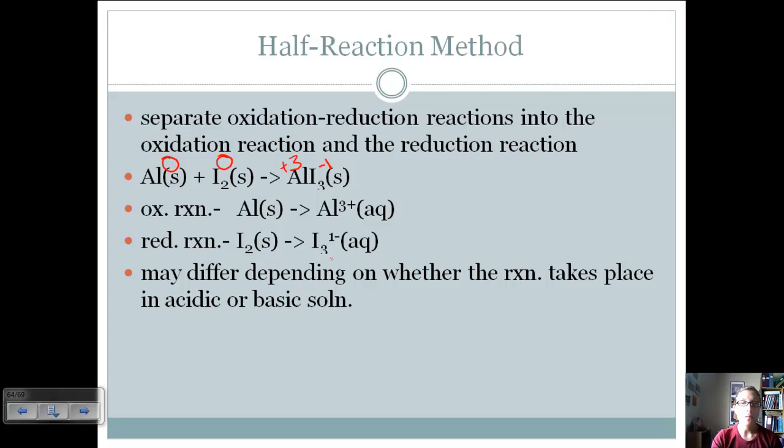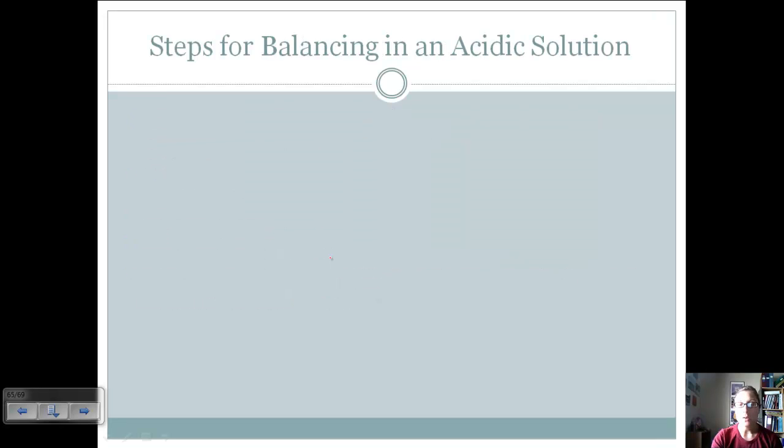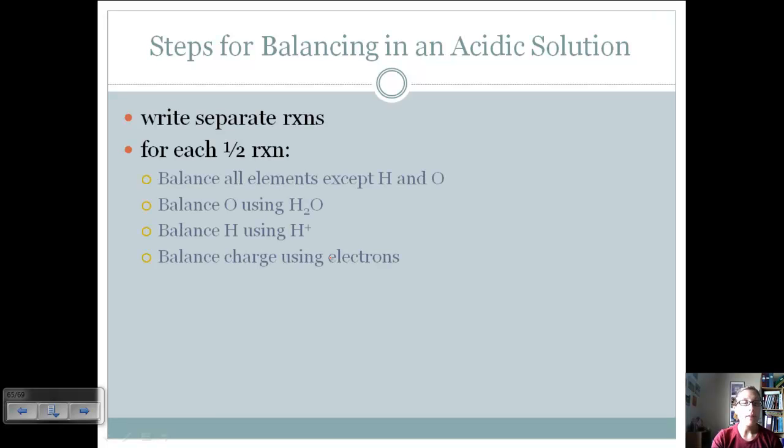This could differ a little bit depending on whether the reaction takes place in acidic or basic solution, and we'll look at an example of each. Okay, so for balancing in an acidic solution, you're going to write the separate reactions. For each half reaction, you need to do 4 steps. First, you balance all the elements except hydrogen and oxygen, and sometimes you won't have to do all 4 steps for each half reaction. Then you're going to balance the oxygen using water, so you would add 1 water for each oxygen present. Then you're going to balance the hydrogens using the H+ ion, and then you're going to balance the charge using electrons. And this may sound a little foreign, and we're going to go over some examples.